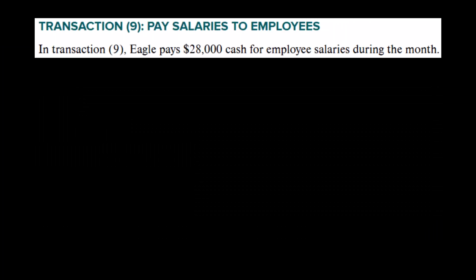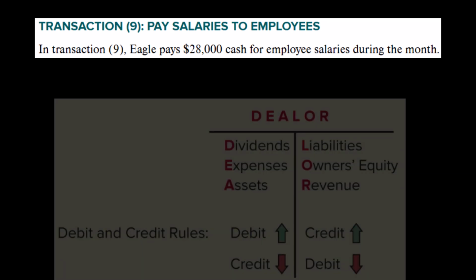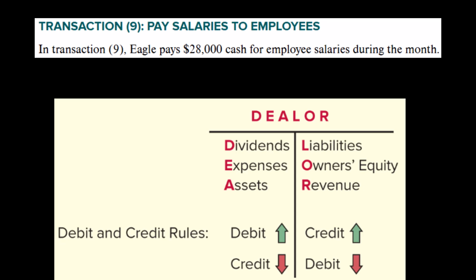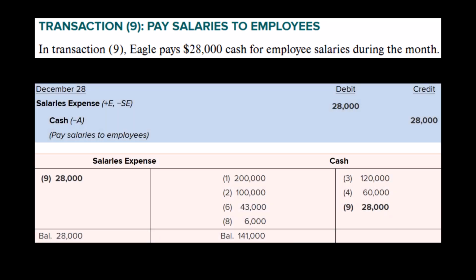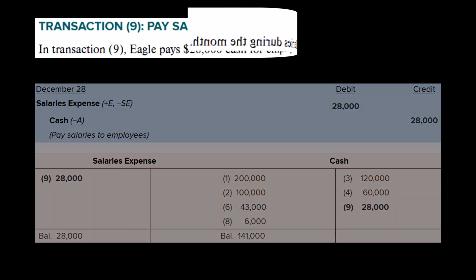Transaction 9. We paid $28,000 in salaries. This is an expense. Remember our dealer mnemonic? Expenses increase with a debit. So, we debit salaries expense. We paid with cash, so our asset cash decreases. A decrease to an asset is a credit. So, we will debit salaries expense for $28,000 and credit cash for $28,000.